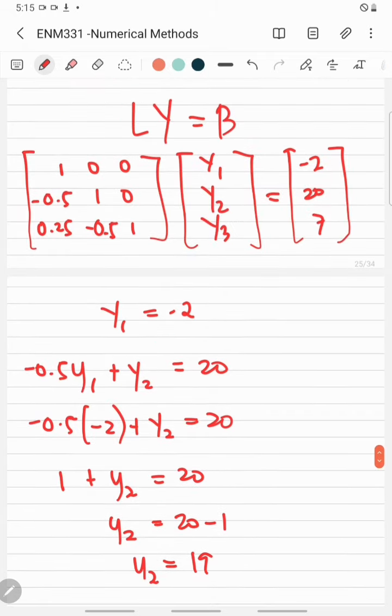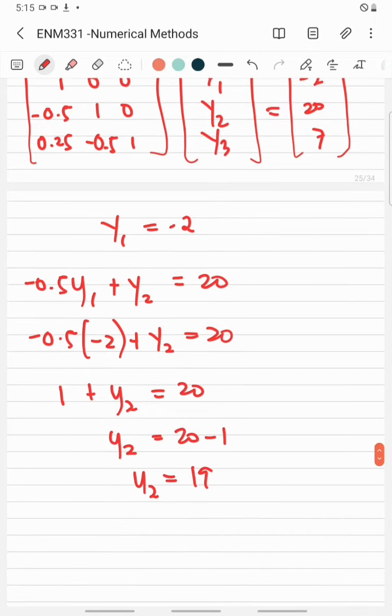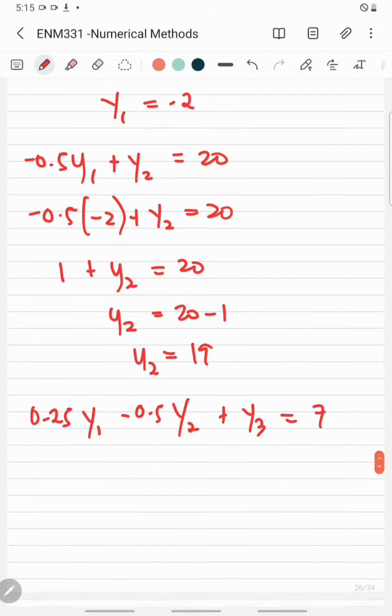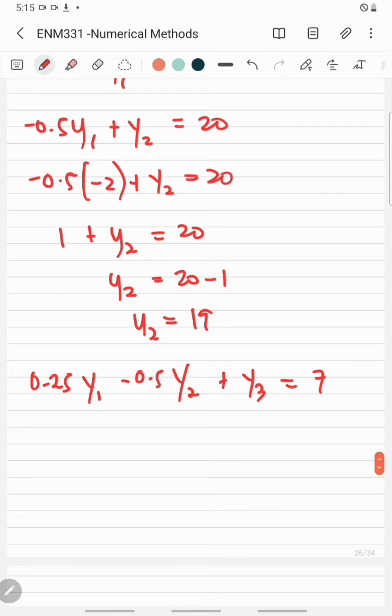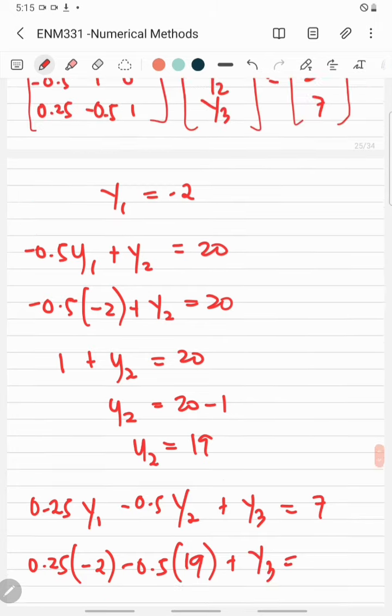For our y3, for the third row and the third equation, we have 0.25 y1 minus 0.5 y2 plus y3 is equal to 7. So we will substitute the value of y1, that is -2, minus 0.5 times y2, that is 19, plus y3. Okay, and this is equal to 7.